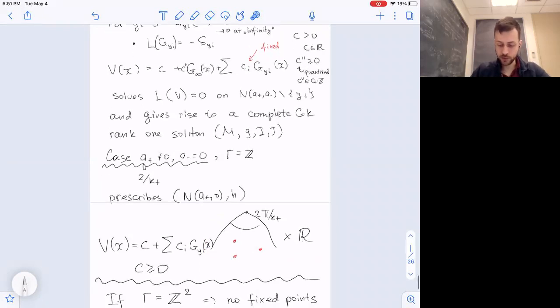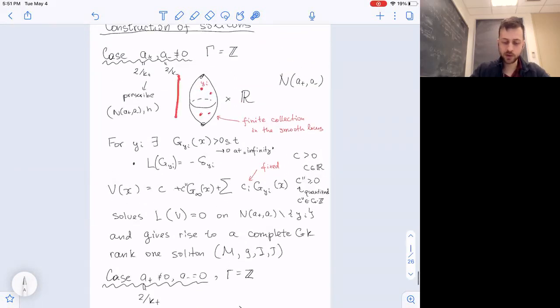And if you do it here, you will still get something complete, non-compact. It will be a cigar soliton with no fixed points. If you do it here, you will get something interesting. If you take the Z quotient of this gadget, you will have something compact. And the compact thing which you will obtain here will be precisely the Hopf soliton solution, which we see, at least on the level of the metric.